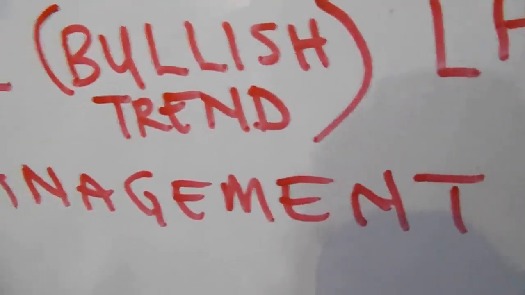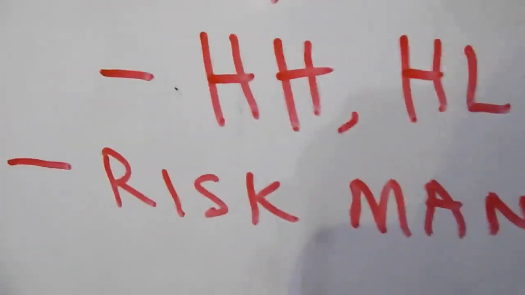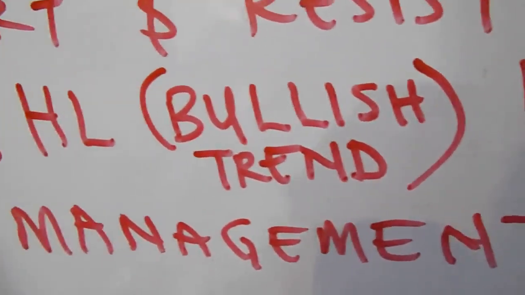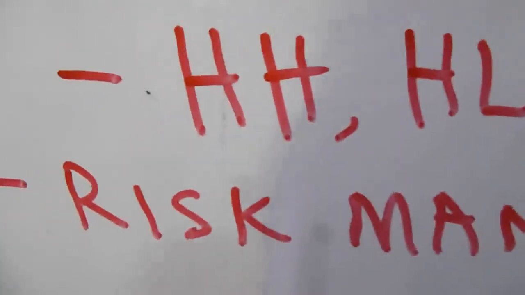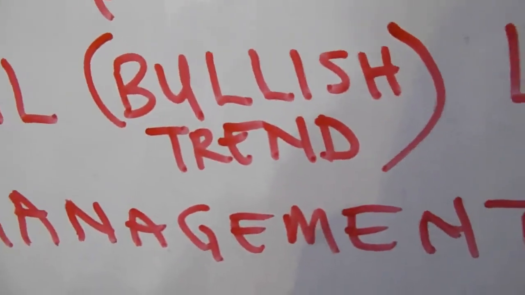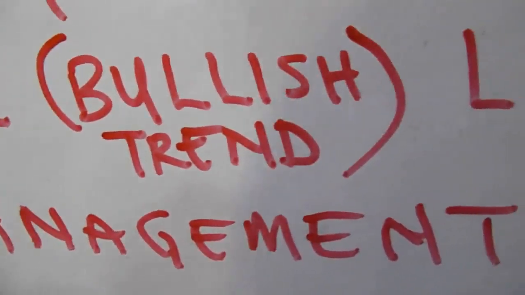Now, another part that you must not ignore is risk management. Risk management involves knowing where you want to take profit and where you want to place your stop loss. Part of your risk management is when you use the ATR. If you use the ATR indicator, there's a way you calculate and place your stop loss using the ATR. You can also use the Bollinger Band indicator for your take profit.